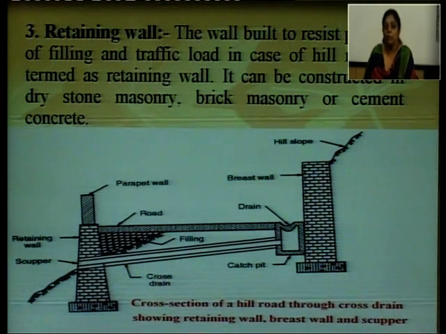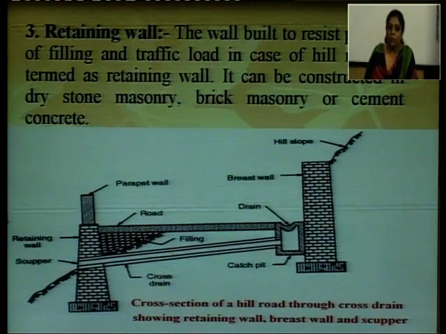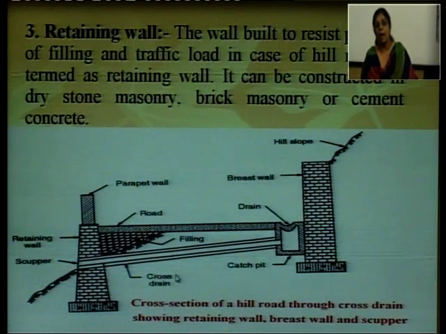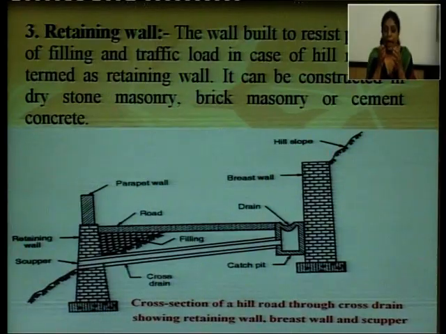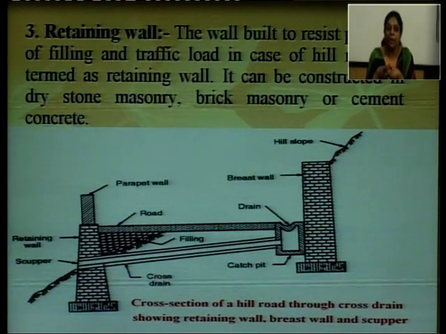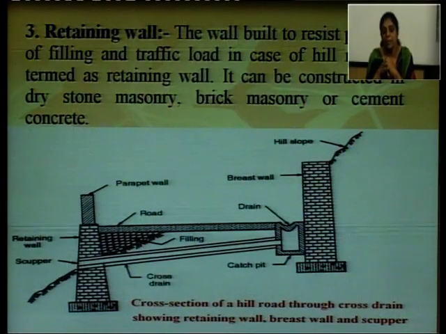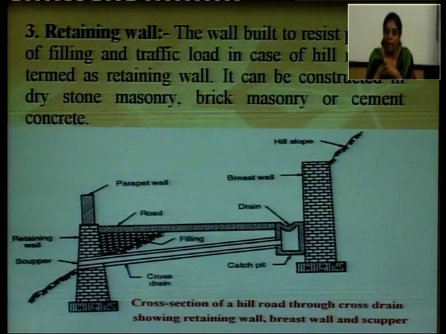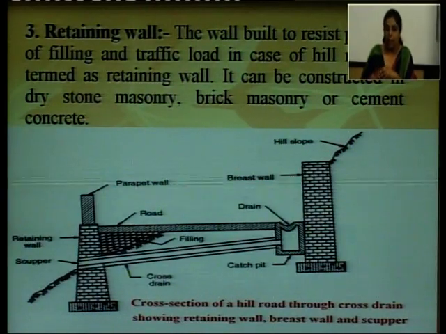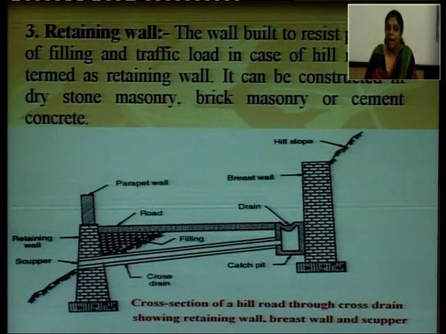So, now we come to the retaining wall. Now, what is a retaining wall? You know, students, that hill roads have different cross sections. Sometimes hill roads are built totally in cutting. Sometimes hill roads are built totally in filling, and sometimes the hill roads are constructed partly in filling and partly in cutting. So, you can see in this diagram that this road is constructed partly in filling and partly in cutting.